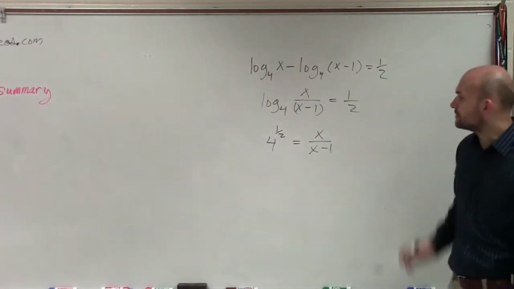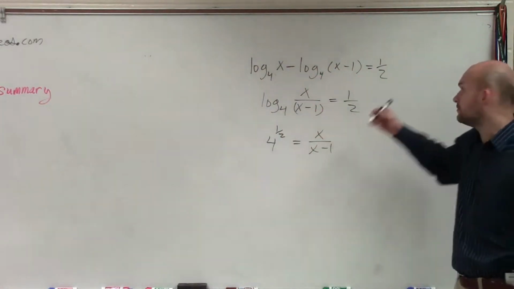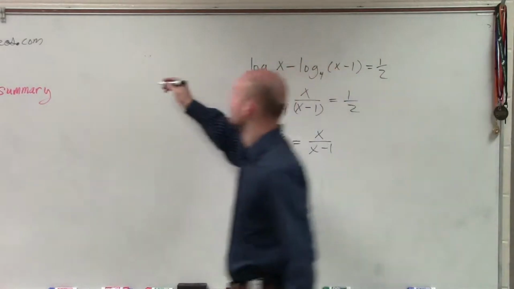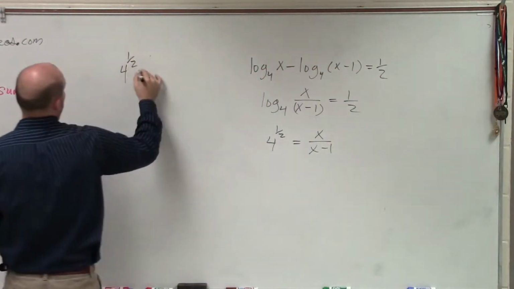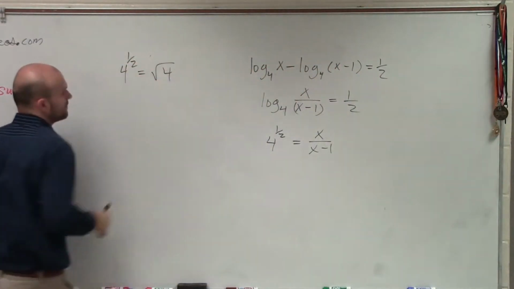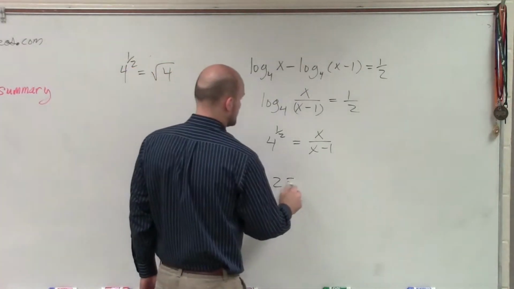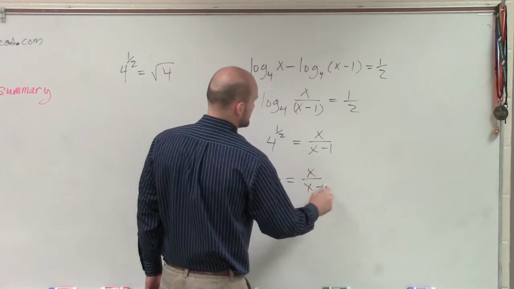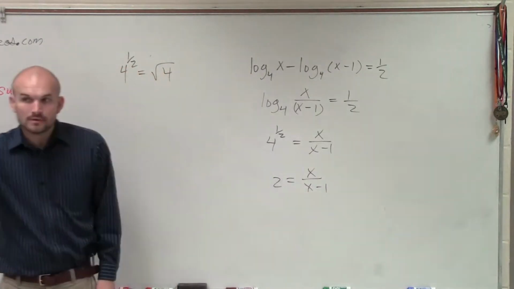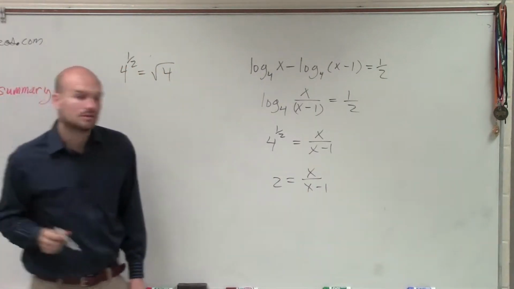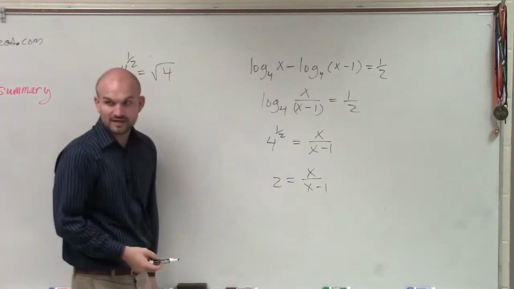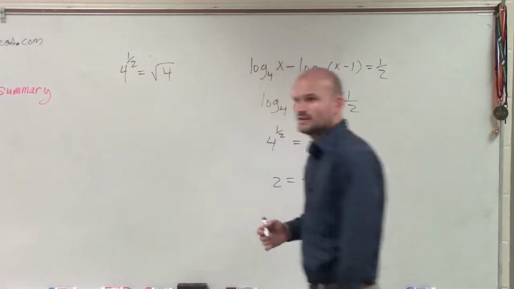So now, ladies and gentlemen, when we take a look at this, well, 4 to the 1/2 power is equal to the square root of 4. So therefore, this answer is 2 equals x over x minus 1. So now, to solve for this, we need to get x minus 1 off the bottom.